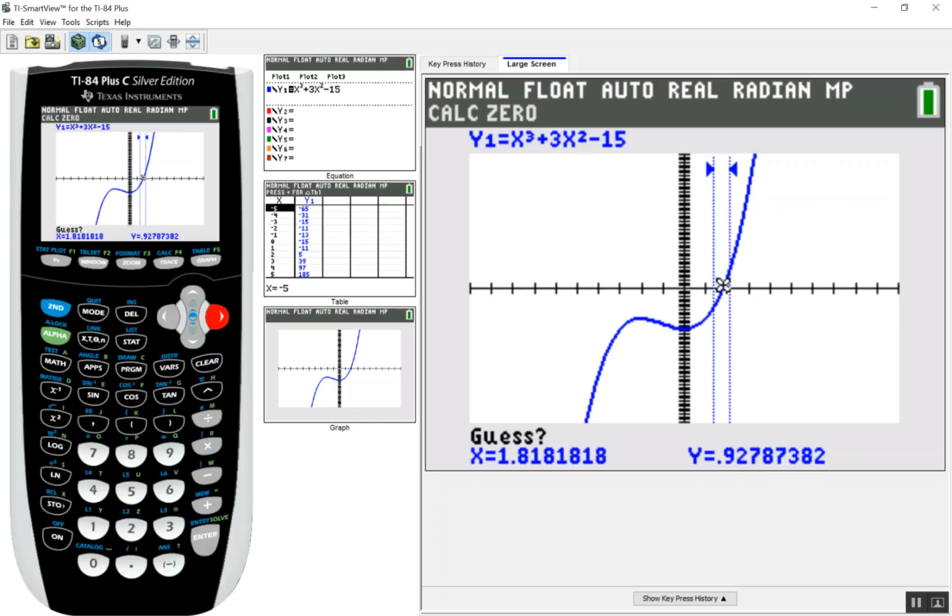I guess that's the closest, and you hit enter, and notice that our zero is going to be at 1.7727975, and so that is our zero, and so our x-intercept is then (1.77, 0).